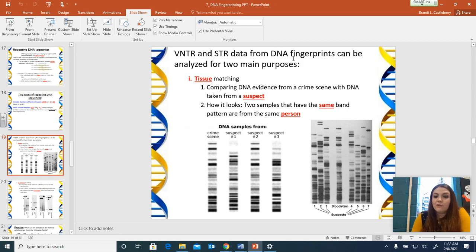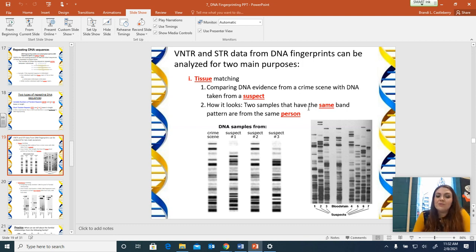VNTR and STR data from DNA fingerprints can be analyzed for 2 main purposes. Tissue matching. Okay, so we're trying to compare the DNA evidence from the crime scene with DNA taken from the suspect. Kind of obvious. It's kind of our main goal. Obviously, in this class, would be matching our tissue found from crime scene and our suspect or victim.